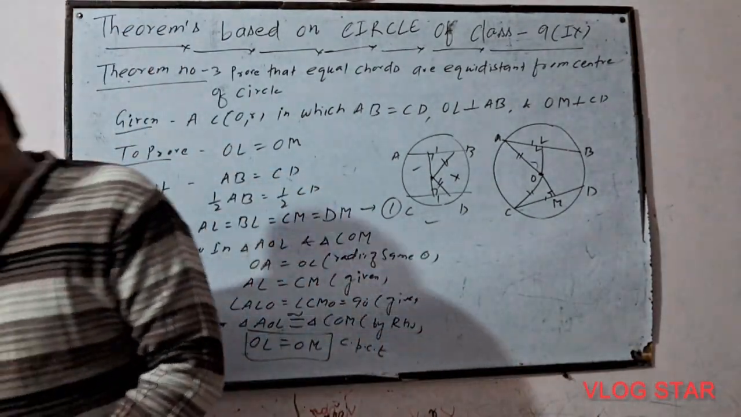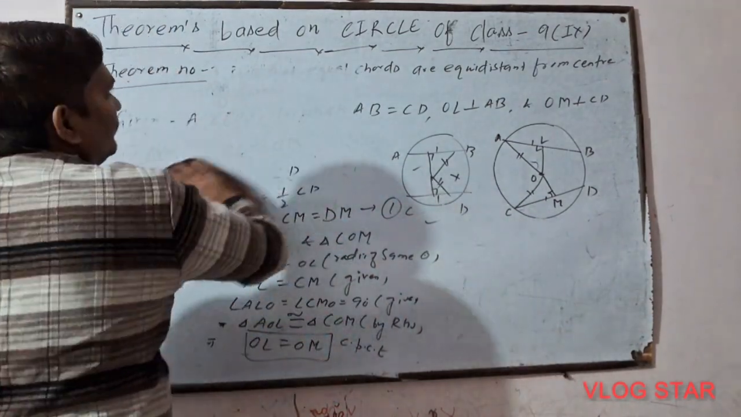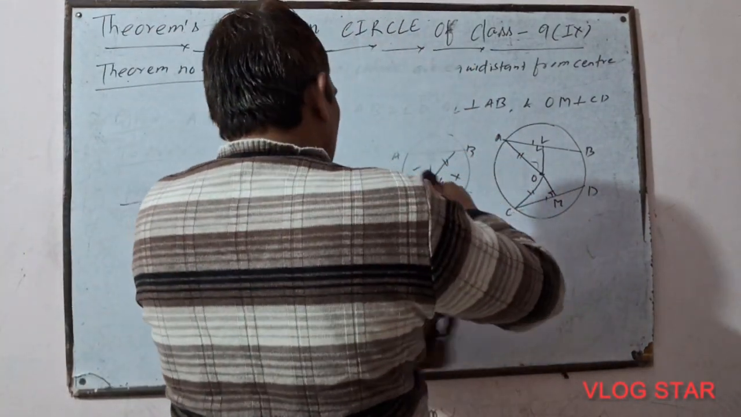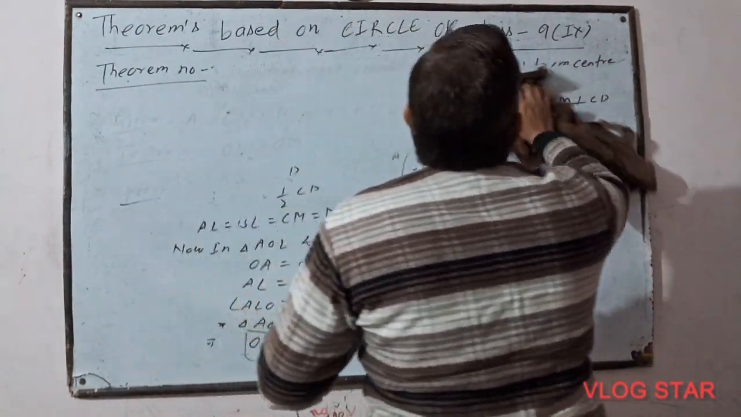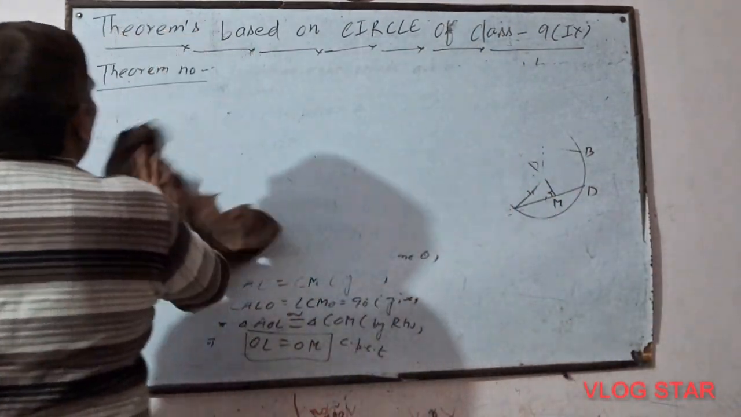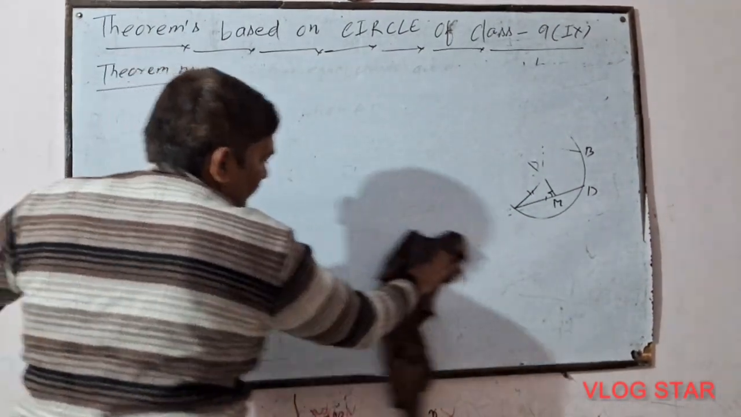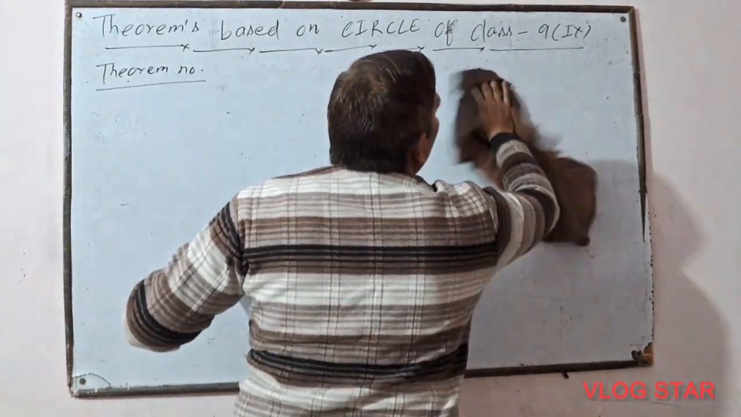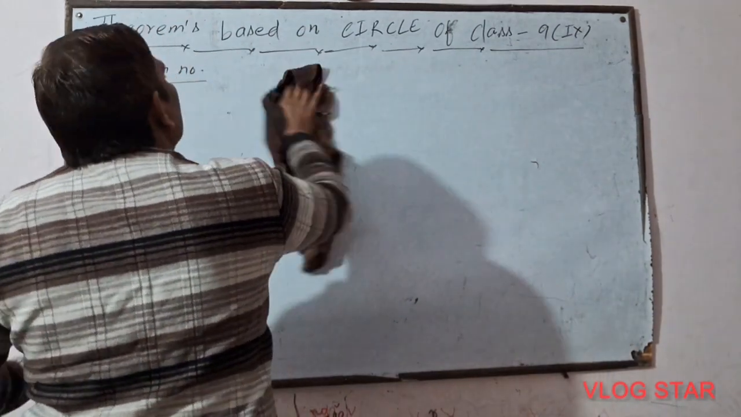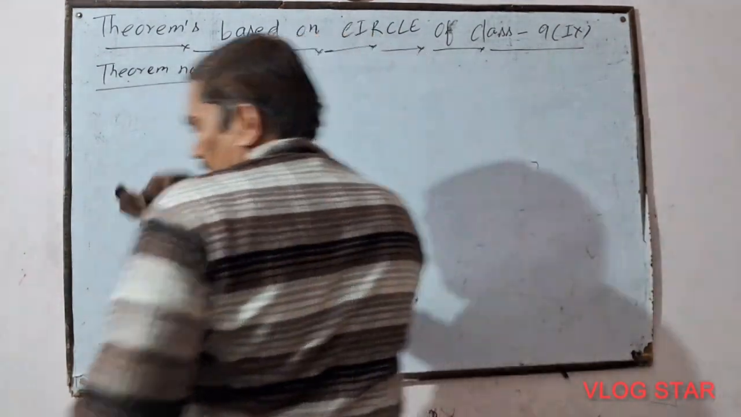Then just see theorem number 4. What is theorem number 4? The chords which are equidistant from center of circle, they are equal. Means theorem number 4 is just the converse of theorem number 3. Means when the perpendicular distance from center is equal, then the chords will also be equal.